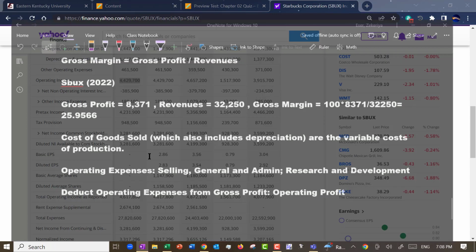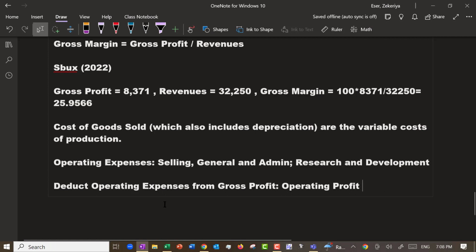4429. So 4429 divided by revenue, it's about 14% for Starbucks. So before they have to worry about financial costs and taxes, they get to keep about 14 cents of every dollar of sales they make.